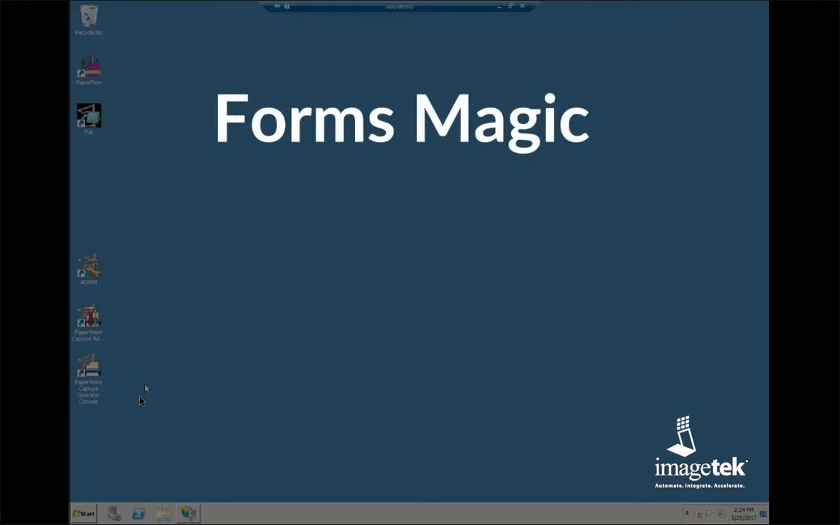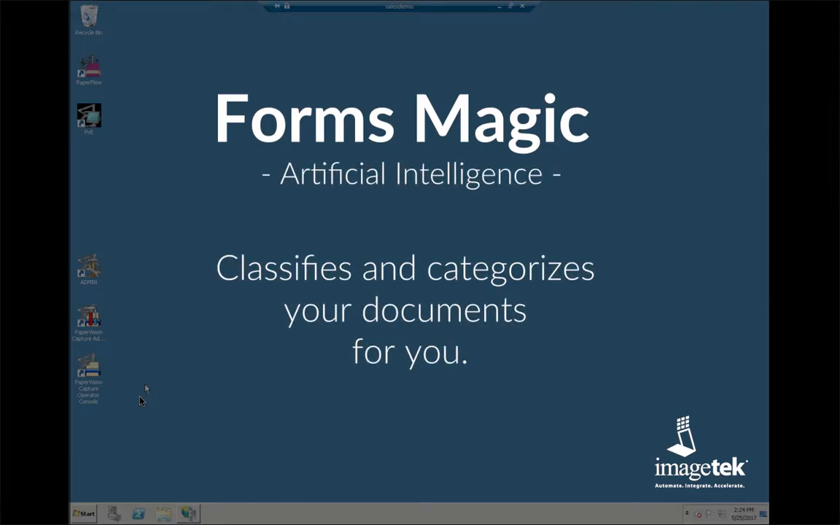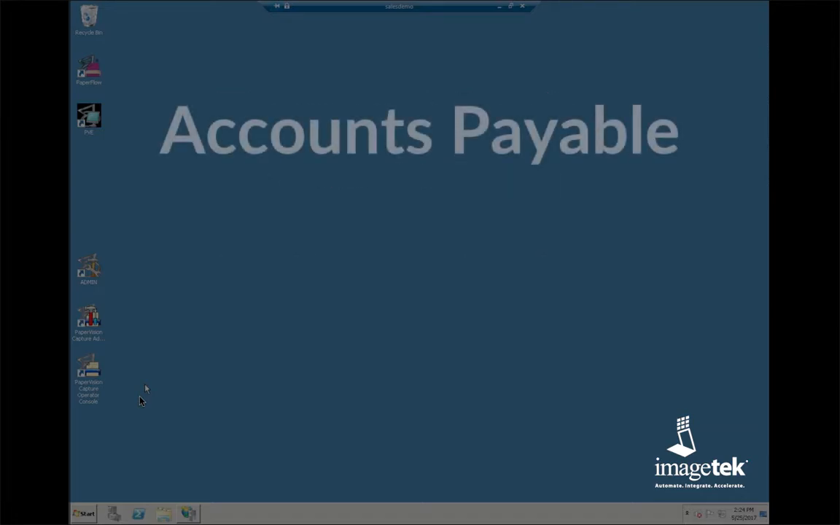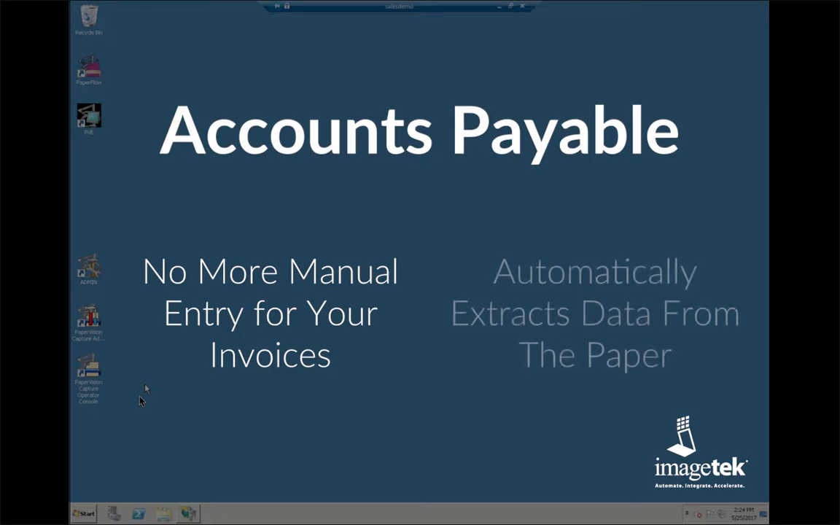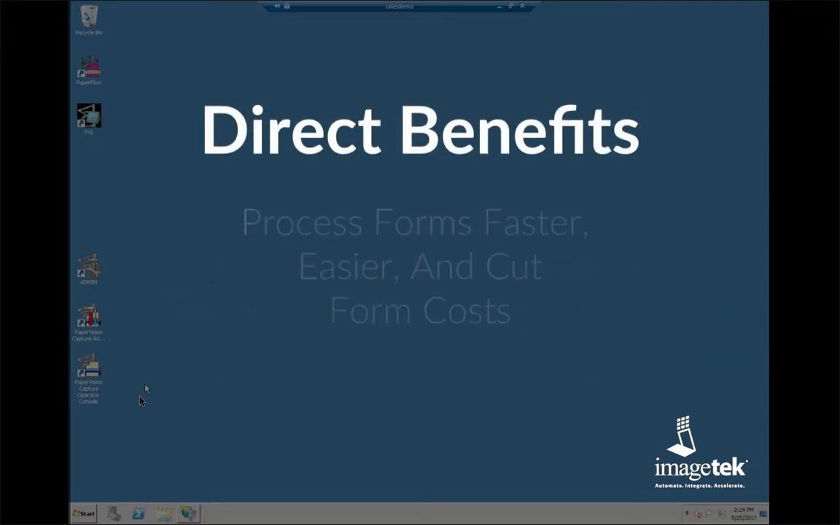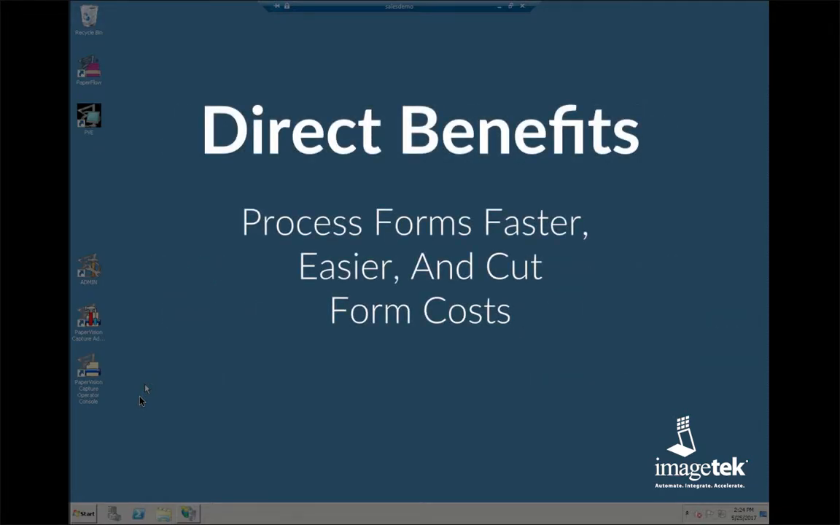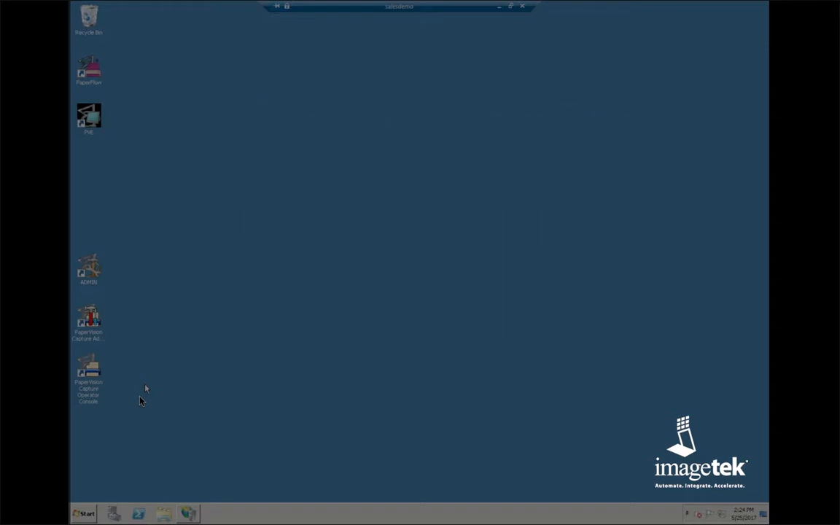Forms Magic uses artificial intelligence to automatically classify and categorize documents for you. For example, every business has accounts payable. Instead of you having to go through, scan, and enter all the fields manually, our product can figure everything out on the paper and fill it in. Pretty neat. This helps you process your forms faster, easier, and cut form costs. Alright, with that said, let me show you how it works.